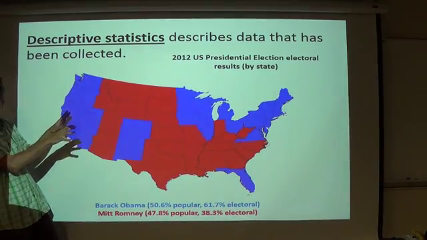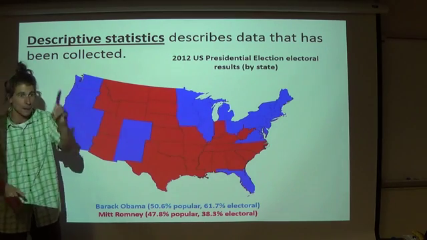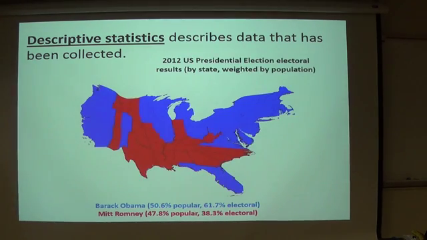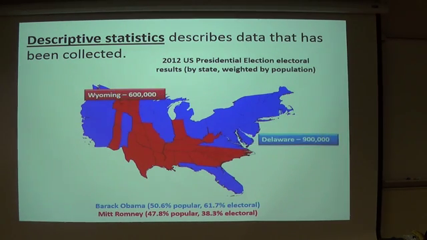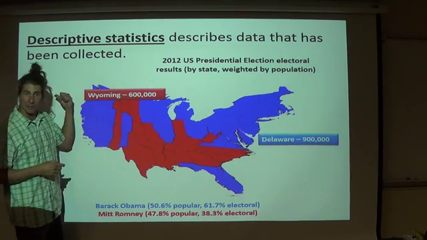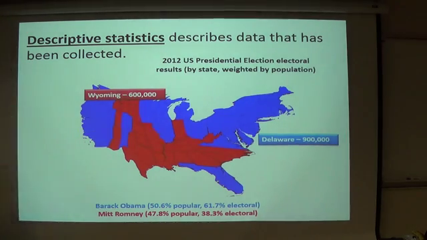This is only the contiguous 48, and I apologize for anybody from Alaska. So what a clever statistician did was redraw the map of the United States where the states were proportional to how populous they are. So what I did was, since you could all find Wyoming before, you probably couldn't find Delaware before. Here, back up one.